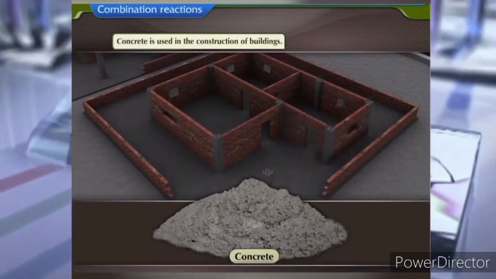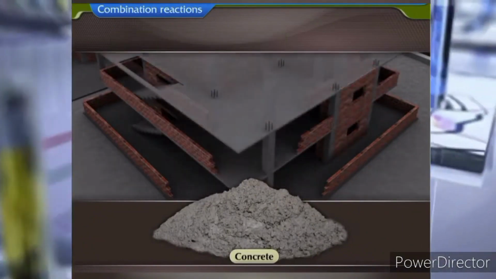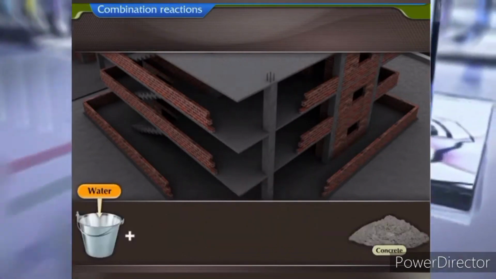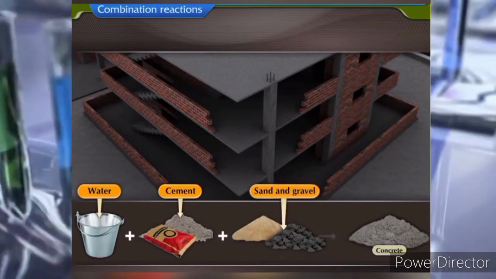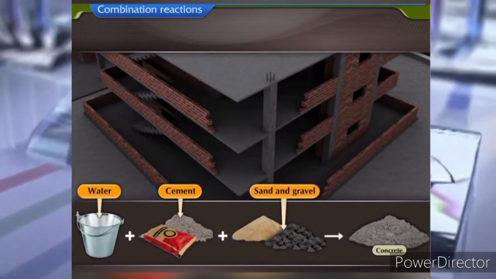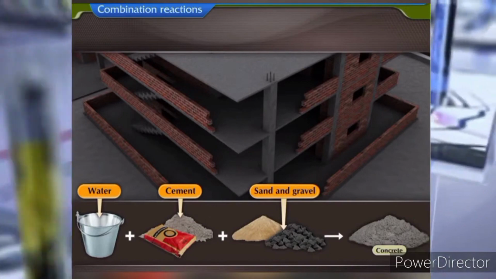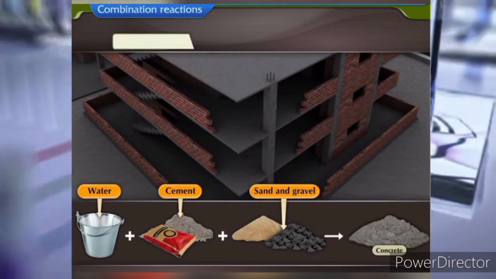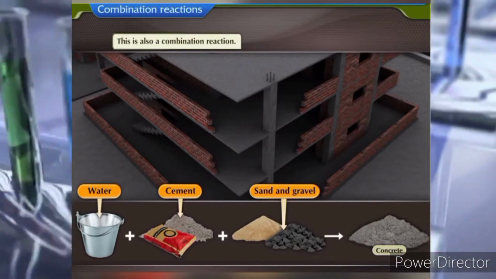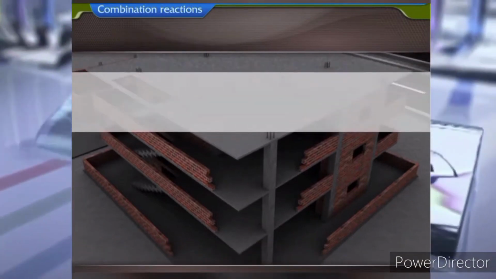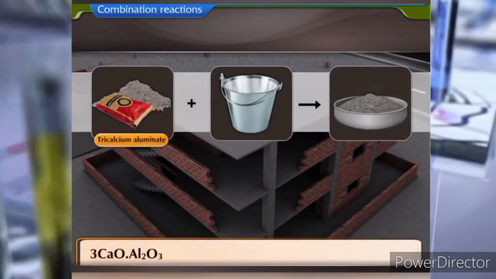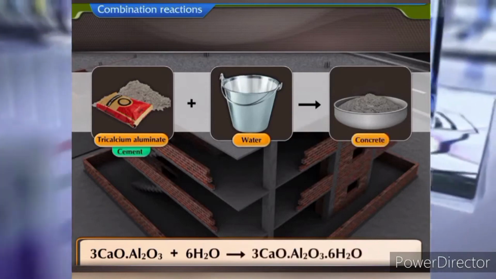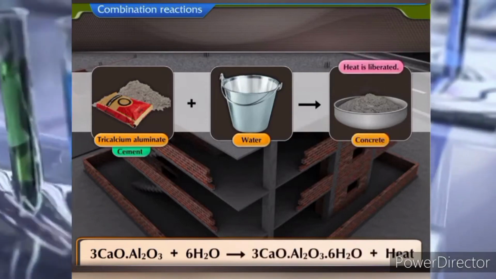You know that concrete is used in the construction of buildings. What is concrete? When water is added to a mixture of cement, sand and gravel and allowed to set, it imparts strength to the building. The substance so obtained is called concrete. This is also a combination reaction. Tricalcium aluminate is cement. Water combines with it to form concrete. During this reaction, heat is liberated.